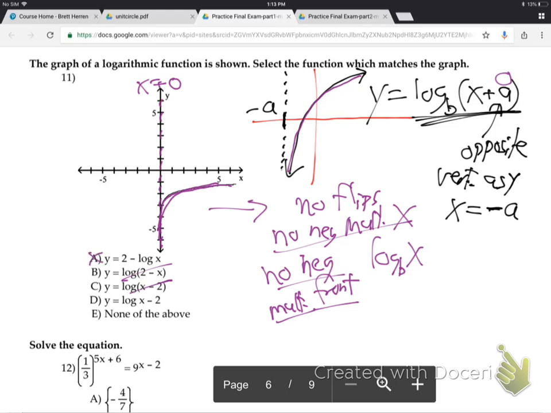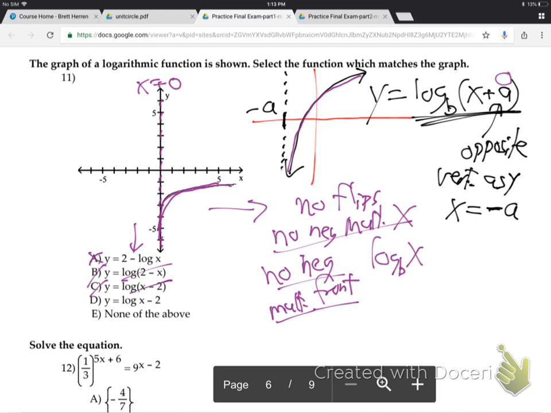So A is out. See how it has a negative right here in the front of the log? It has a negative multiplying the front of the log. So that's not right. We've already got B and C out. So it's D or nothing. D's looking good. That minus 2 is a down 2. It looks like that log's been moved down 2.